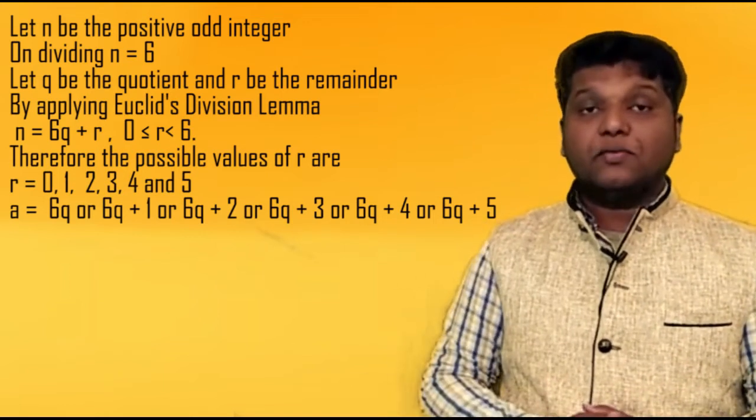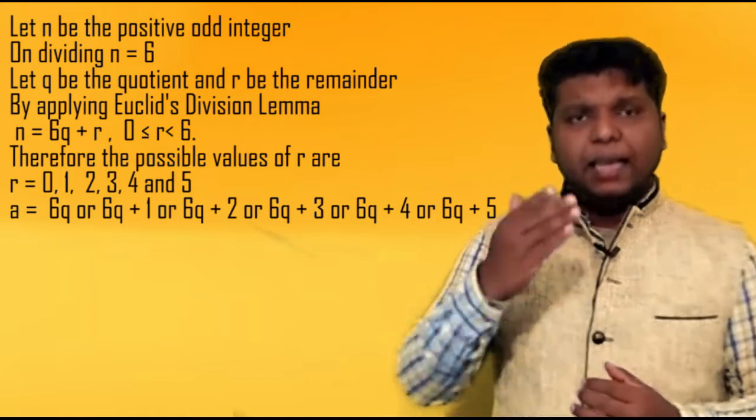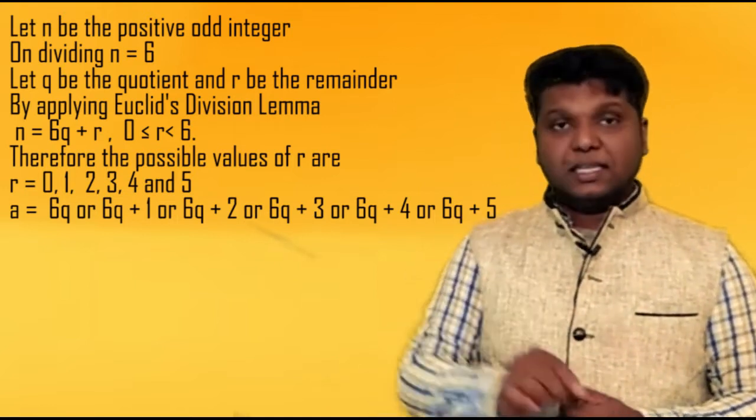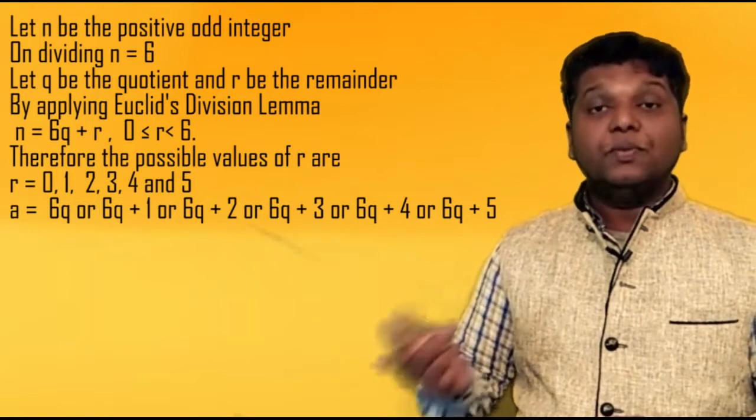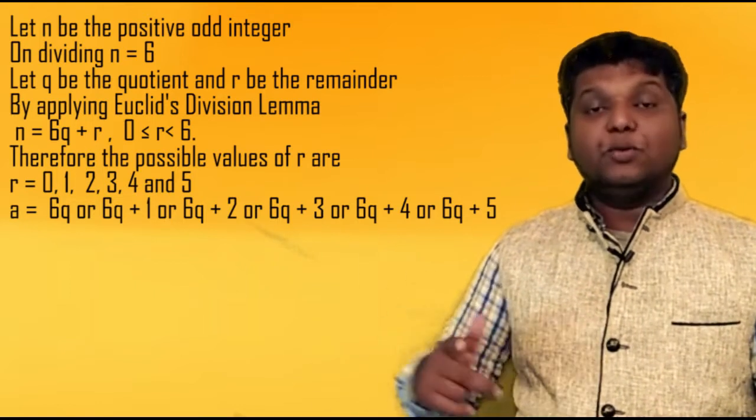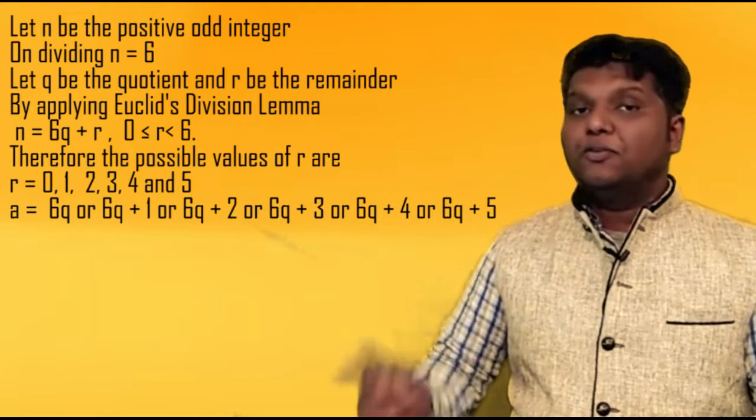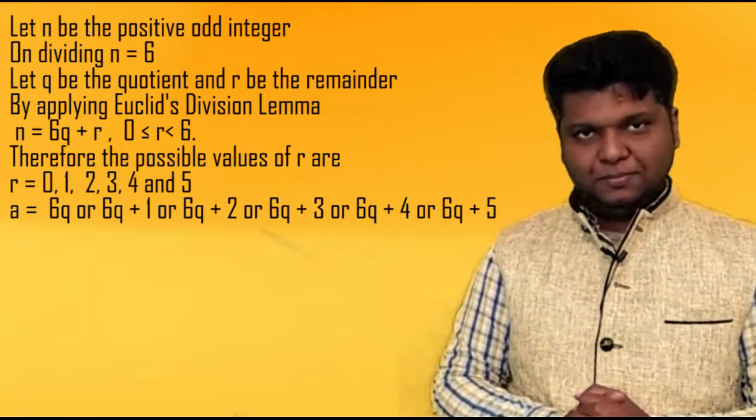So what are the values of n which you got right now? Therefore, n is equal to 6q, 6q plus 1, 6q plus 2, 6q plus 3, 6q plus 4 and 6q plus 5. This many values you got.